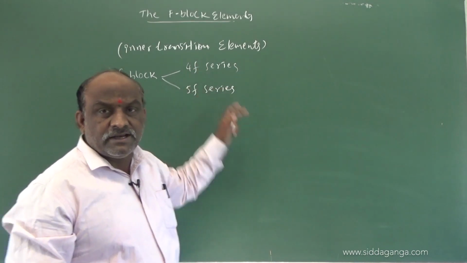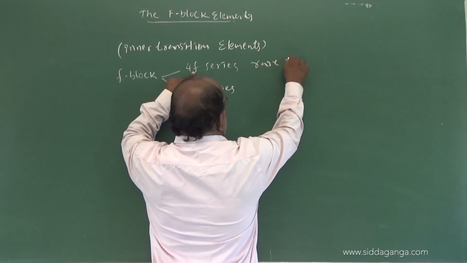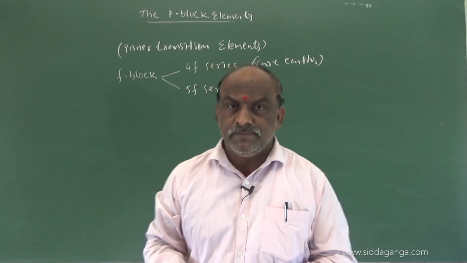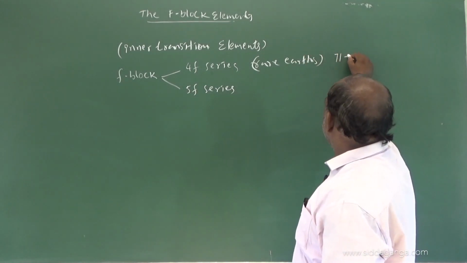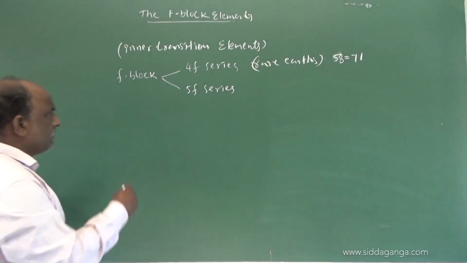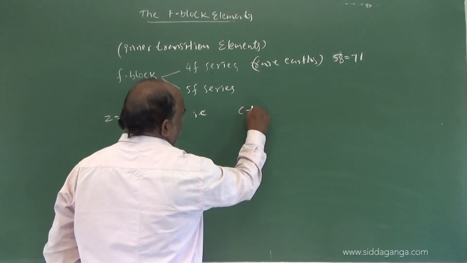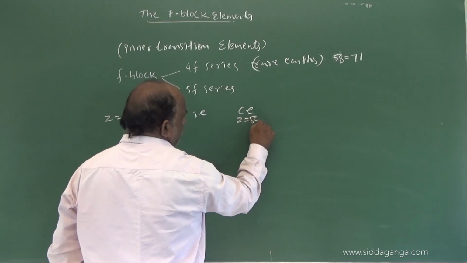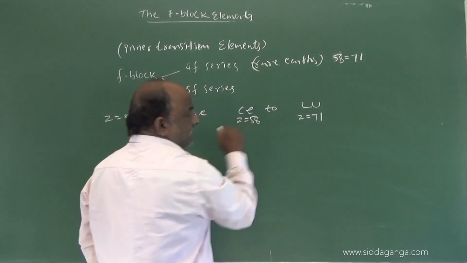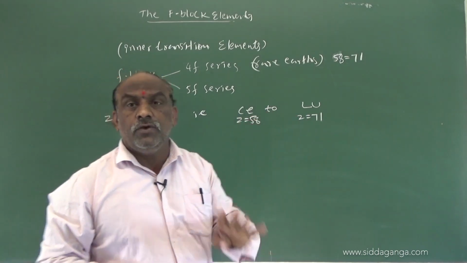4f series elements are called rare earths. A total of 14 elements are present in the 4f series, from atomic number 58 to atomic number 71, that is, cerium, Z equals 58, to lutetium, Z equals 71. These are a total of 14 elements.